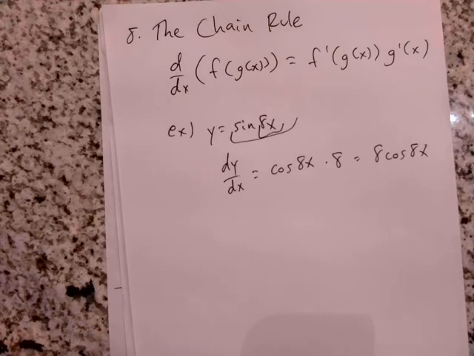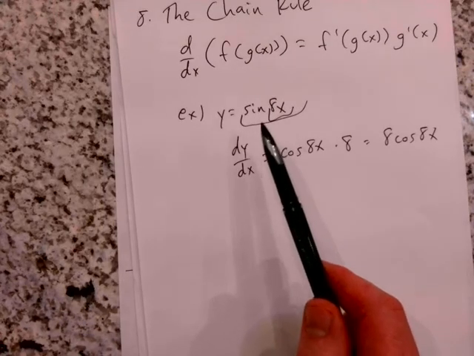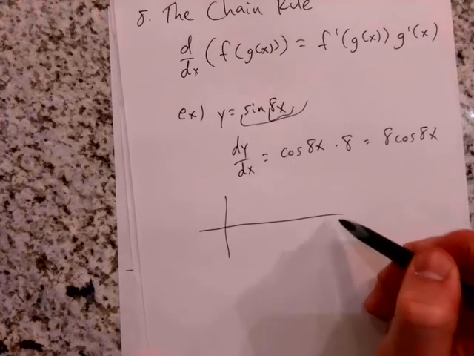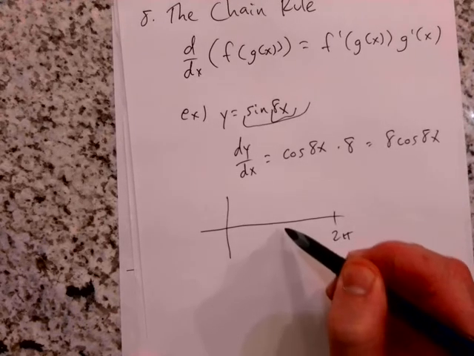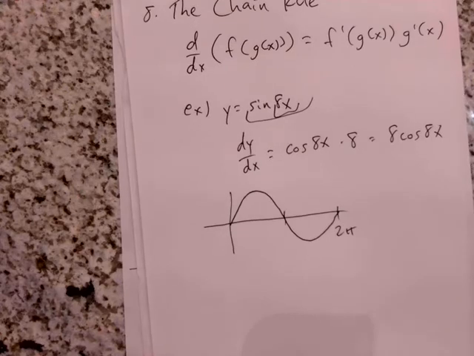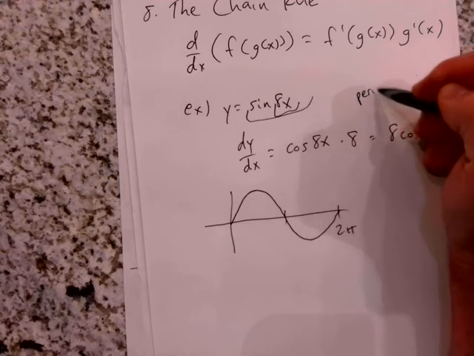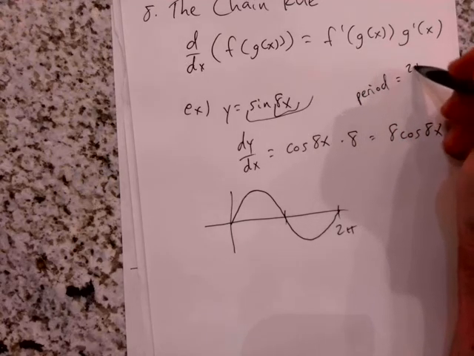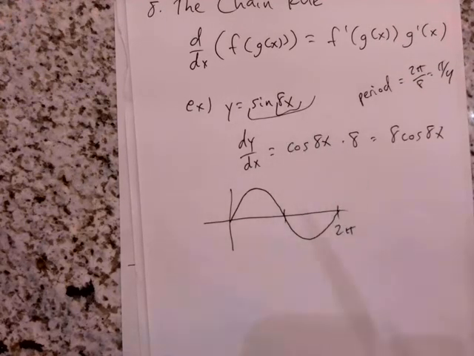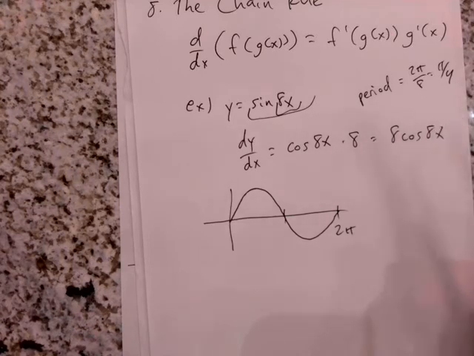And the reason I like to use a trig function as a first example is that we know what this 8 does to the graph of sine. For example, usually sine has period 2 pi, which is to say it takes 2 pi radians for sine to complete one wavelength. We know that the new period of sine 8x is 2 pi over 8, which is pi over 4, which makes sense. This 8 is making it go 8 times faster, so the period is 1/8 of the original period.